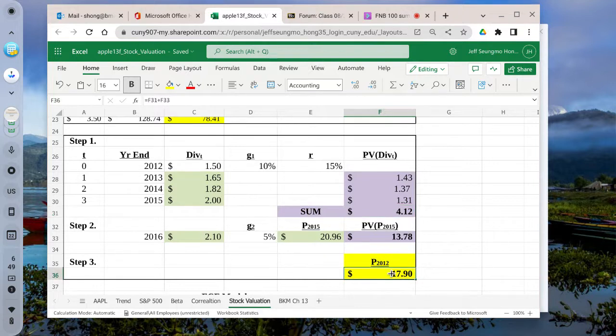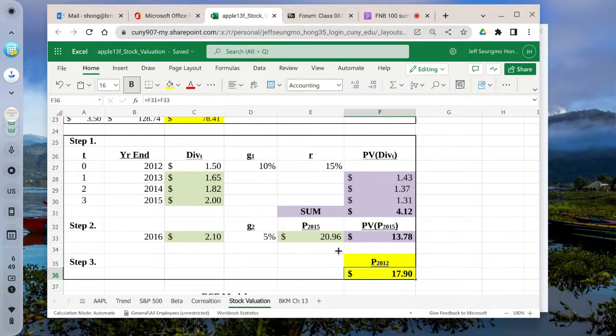So here, the price of the stock at the end of 2012 is the combination of these two. Therefore, it comes out to 17.90. So this is an example of the variable growth model. But again, this is a very simplified model, a simplified example.